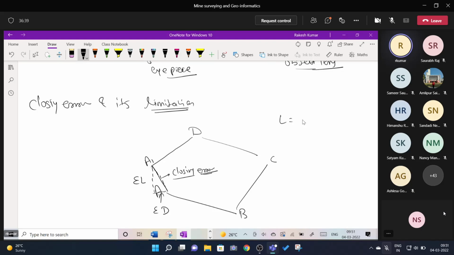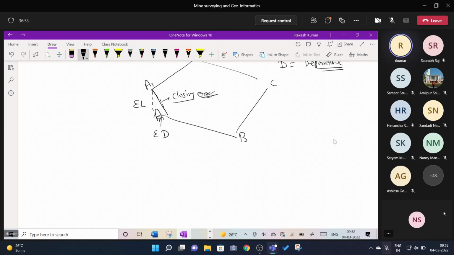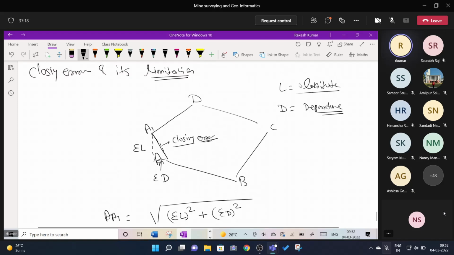So your L means latitude. D means departure. I will discuss what is latitude and departure. So can I write AA1 is equal to the under root of, in this fashion, where L is your latitude, D is your departure. Can I write like that? Yes or no?